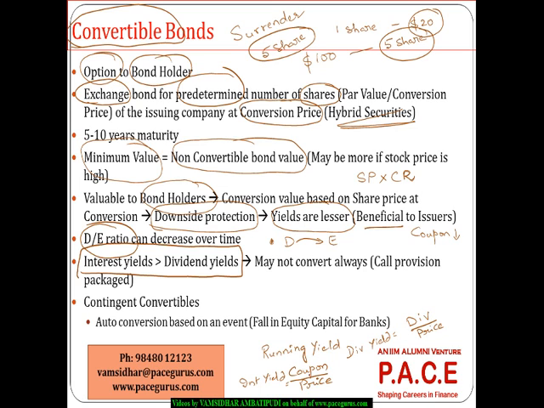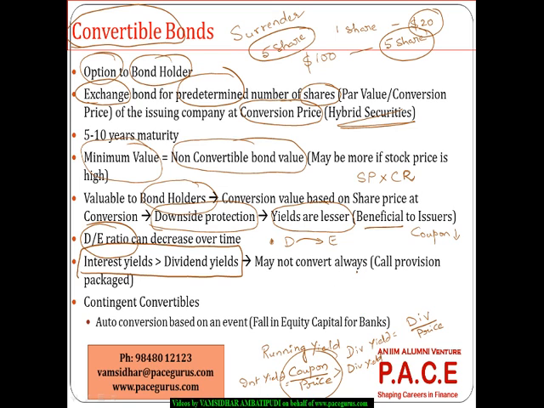What I clearly see is the coupon yield is, to a large extent, greater than the dividend yield. So though the equity price is going higher and higher, people generally don't tend to convert, because on a regular basis they see that the interest yield is higher than the dividend yield, so they prefer continuing as a bond itself rather than converting it into equity.